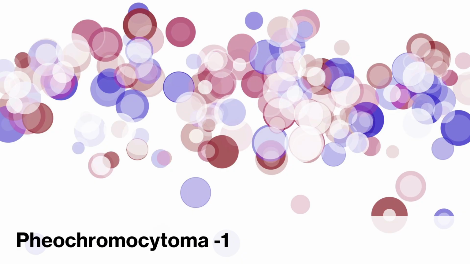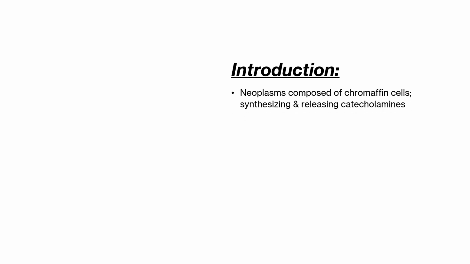Let's begin with what pheochromocytoma is and what the various molecular pathogeneses of this pheochromocytoma are, and we also learn about the morphologic features, like the gross features as well as histologic features, in this part. So let's begin with the introduction. Actually, pheochromocytoma is a neoplasm that is composed of chromophil cells and that synthesizes and releases catecholamines.